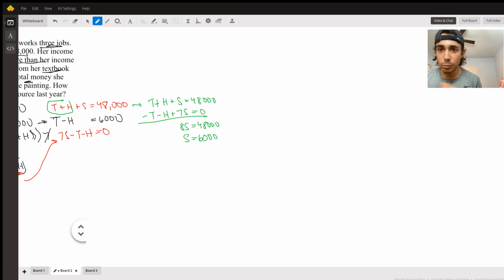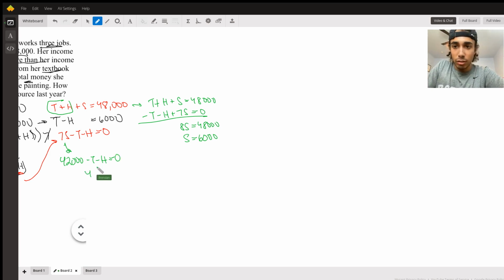So what I'm going to do is plug that into the third equation, right? Because now I can eliminate the s. So 7s is 7 times 6,000. That's 42,000 minus t minus h equals 0. And I'm going to add t and h to both sides. All right, so I got 42,000 equals t plus h.